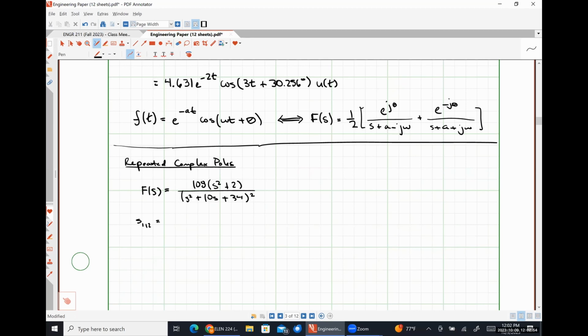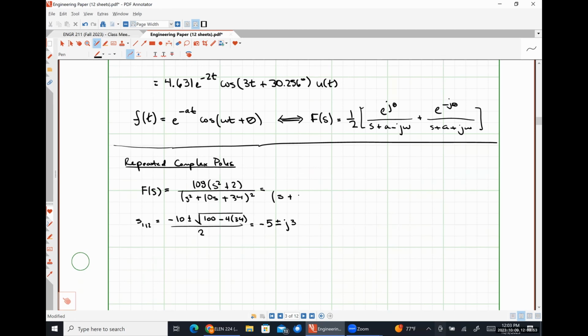Using our good old quadratic formula, we're going to have negative 10 plus or minus the square root of 100 minus 4 times 34, all divided by 2, which to me looks like negative 5 plus or minus j3. Sorry, I'm having a lot of input lag on my stylus right now.